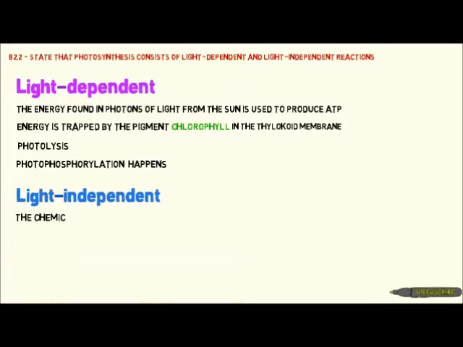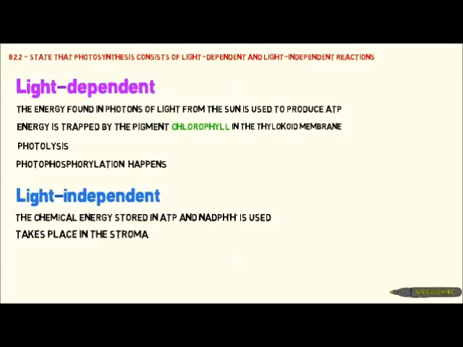The light-independent reactions use the chemical energy stored in ATP and NADPH plus H+. This takes place in the stroma. The carbon found in CO2 is fixed in the form of sugars.